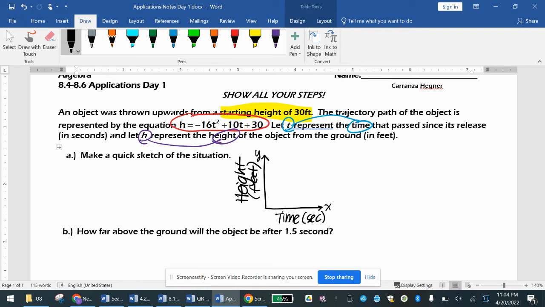Okay, so the object started at a height of about 30 feet. Okay, they told us that. It got thrown upwards, but what goes up must come down. Okay, so el objeto lo tiraron en el aire de una altura de 30 pies, pero como lo tiraron hacia arriba, aumentó en altura y finalmente va a tocar el piso a un punto.